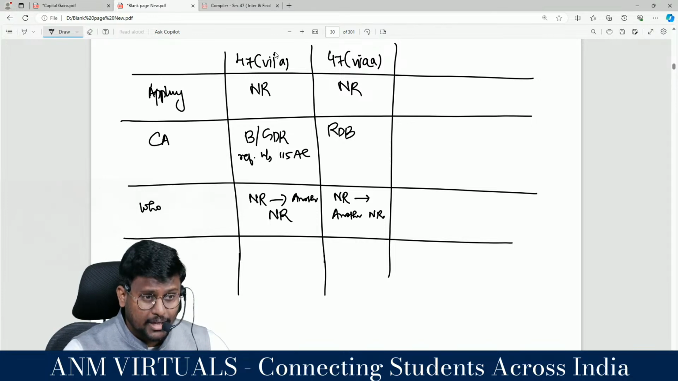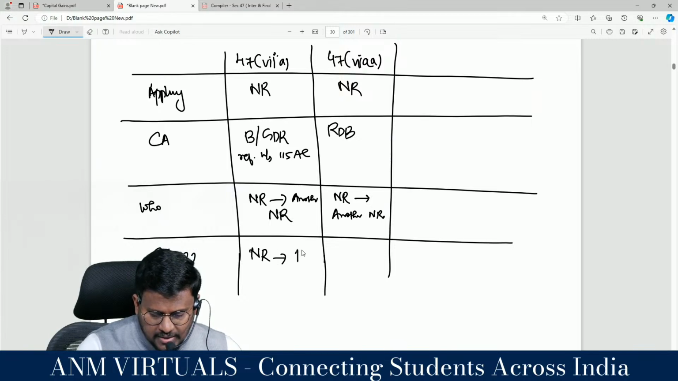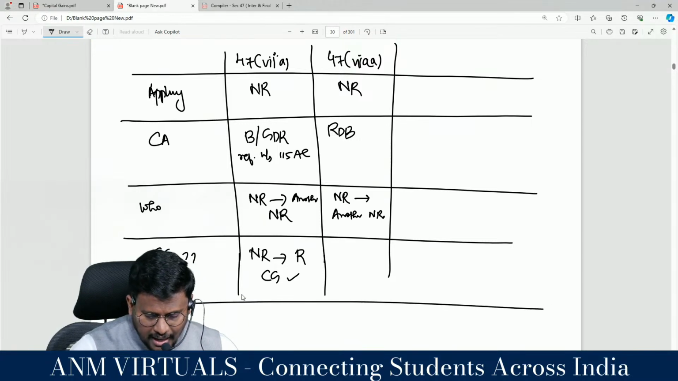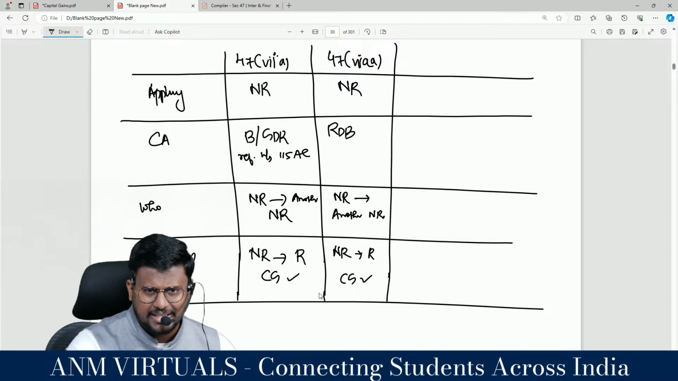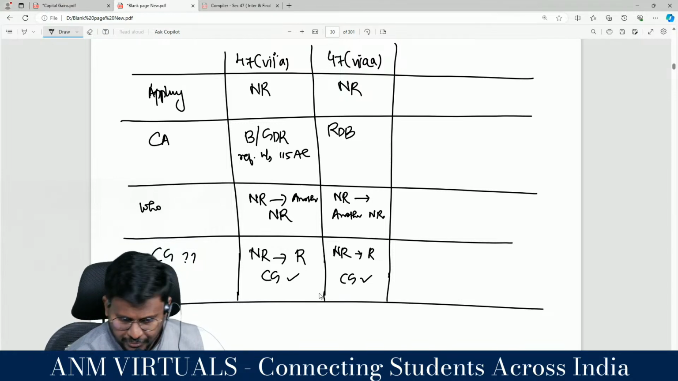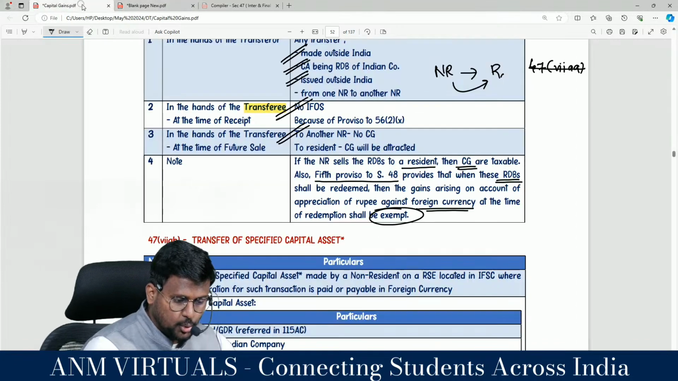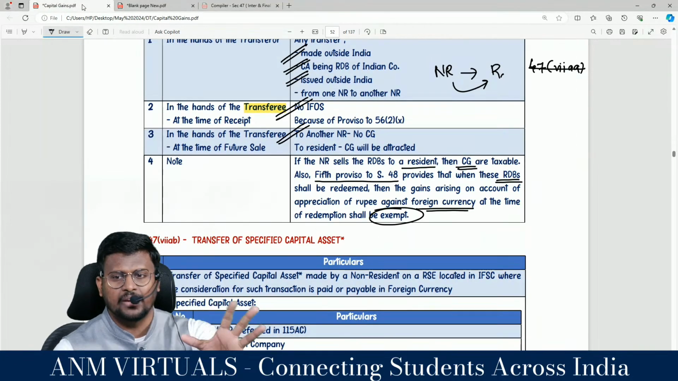Yes, transferring to a resident will attract capital gain. Sir, from the recipient non-resident to a resident, capital gain will get attracted. So non-resident to resident, capital gain will get attracted. This is the summary of whatever we have discussed till now, and add multiple columns. Yes, sir. So my question to you, what is 47 clause 7?